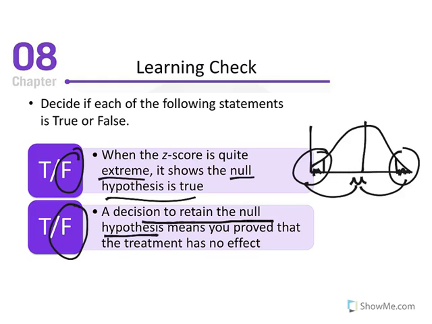And that concludes part 2 of chapter 8. In the next part, we'll be talking about the errors that may occur when engaging in hypothesis testing, type 1 error and type 2 error.